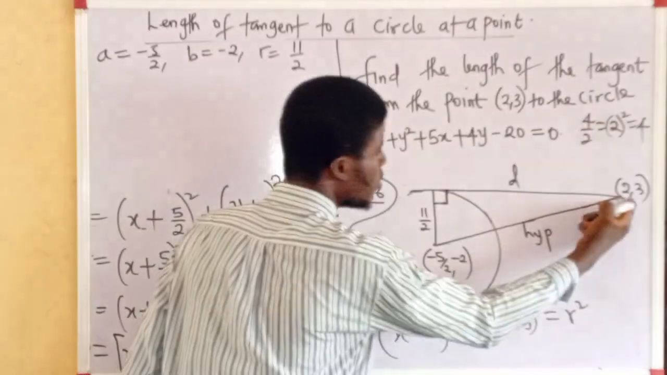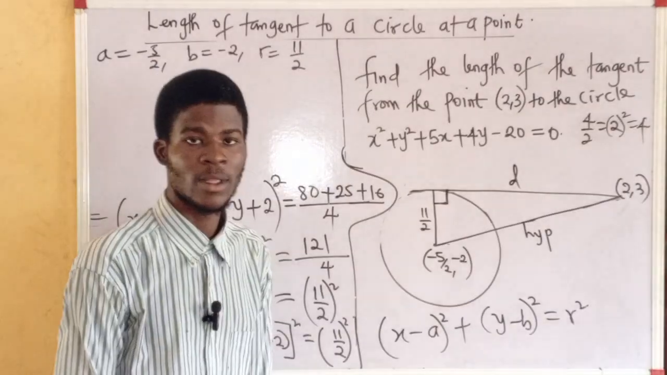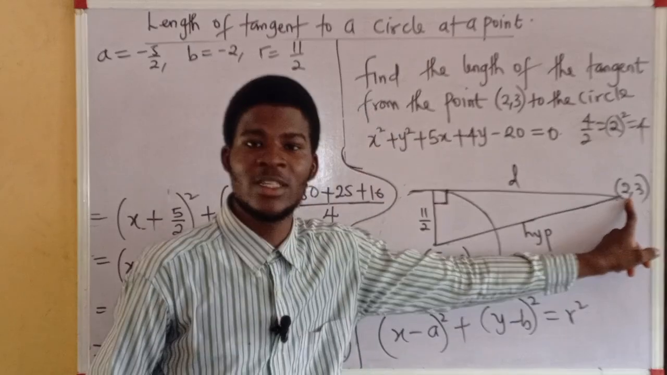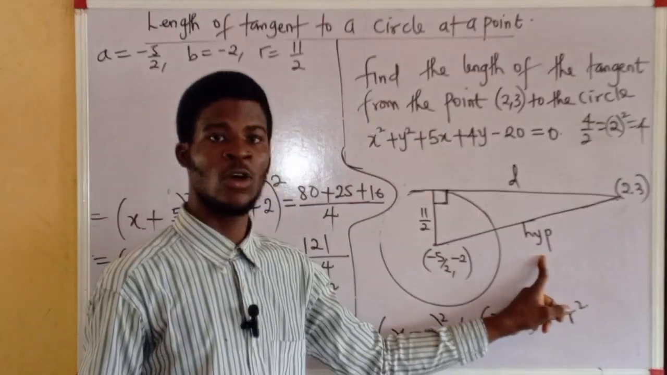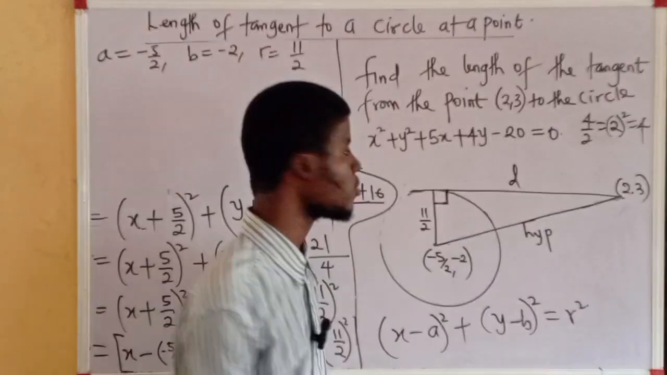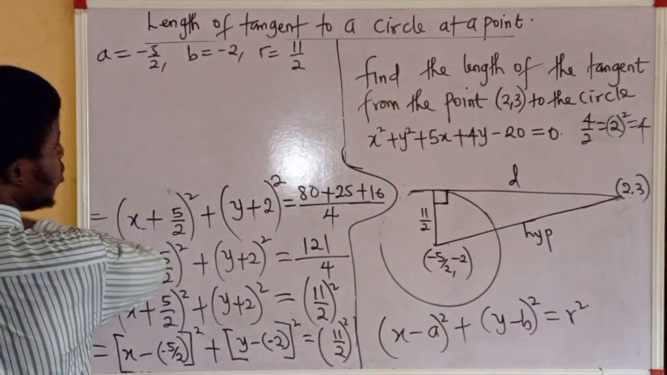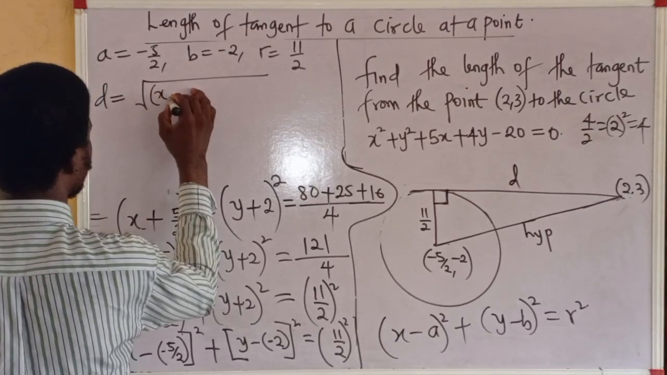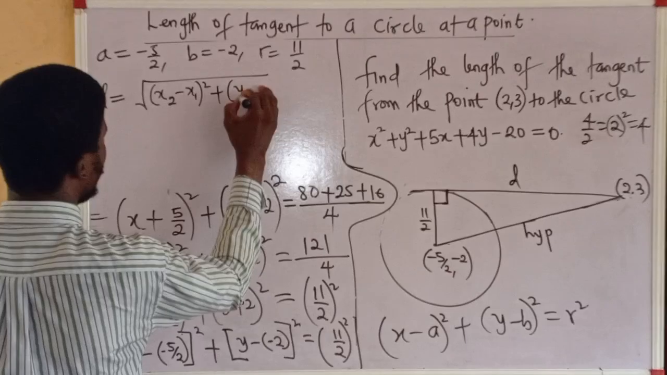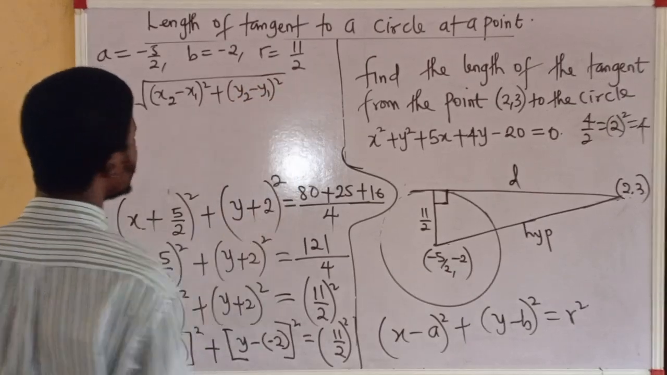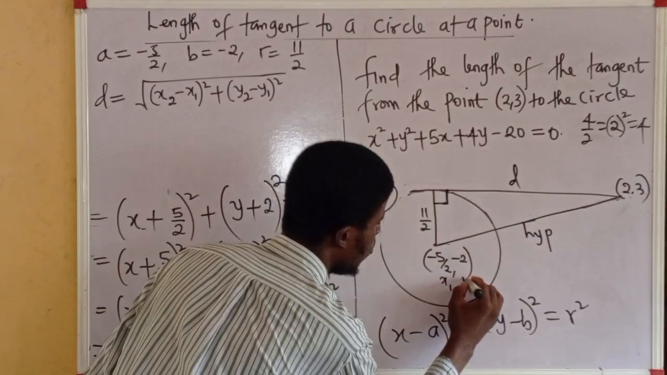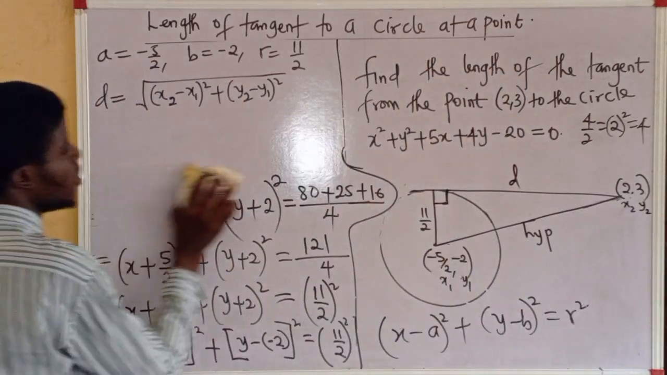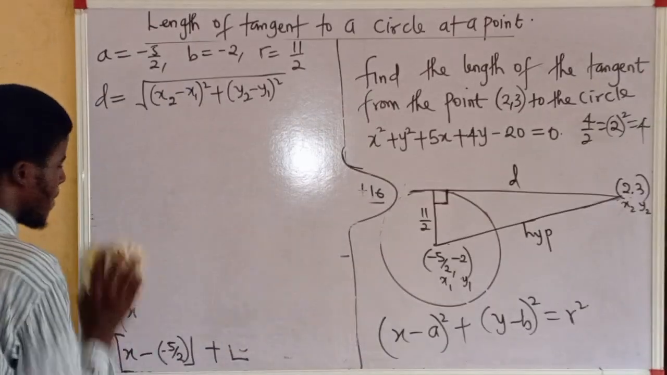That is the next question. The length of this hypotenuse now will be gotten using the distance formula, the distance between 2 points. These are 2 points, the center and this point. So we can determine the distance between these 2 points to get the hypotenuse of the triangle. Distance between 2 points is the square root of x2 minus x1 all squared plus y2 minus y1 all squared. So let's take this one as x1, y1, and this is x2, y2. So what is the distance between the center of the circle and the point that is outside?